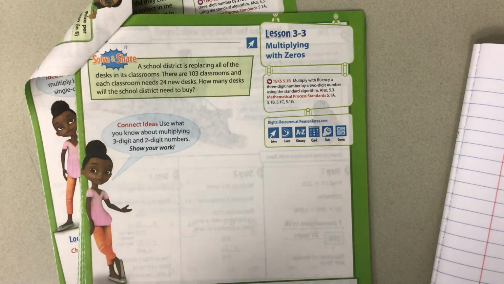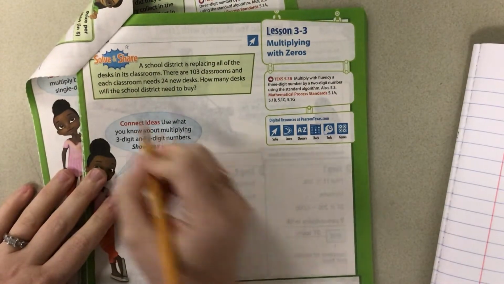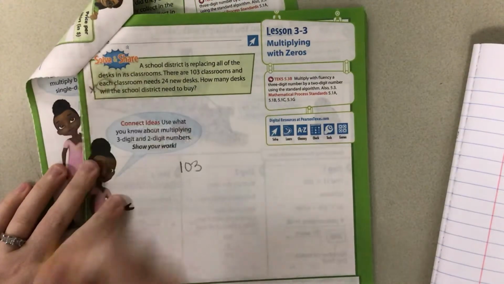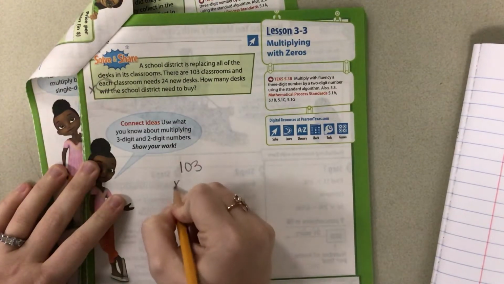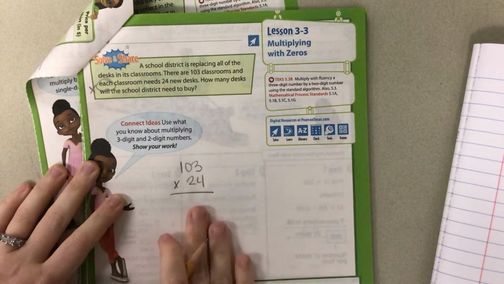So, a school district is replacing all of the desks in its classroom. There are 103 classrooms and each classroom needs 24 new desks. How many desks will the school district need to buy? So, we know we have 103 classrooms and each, which tells us we're going to multiply, classroom needs 24 desks. So you can solve it like this if you're comfortable.